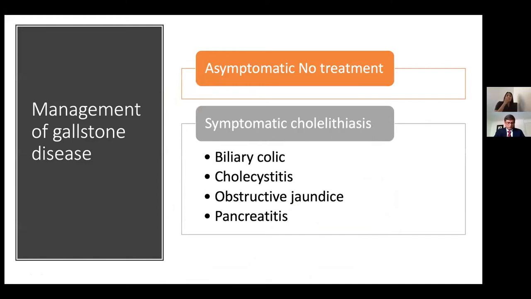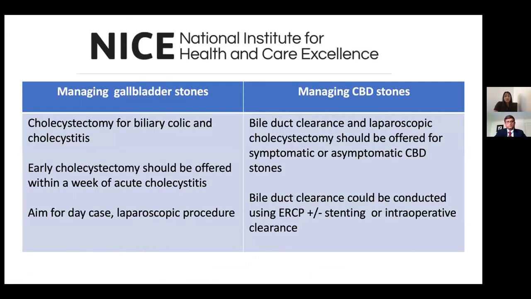So moving on to the management of gallstone disease, the short and sweet answer to asymptomatic patients with biliary stones found on CT or ultrasound scan is that they don't require any treatment, because the risks of cholecystectomy far outweigh the benefits in an asymptomatic patient. Symptomatic cholelithiasis, we are all aware of: biliary colic, cholecystitis, obstructive jaundice, and pancreatitis. These patients should all really have a cholecystectomy.